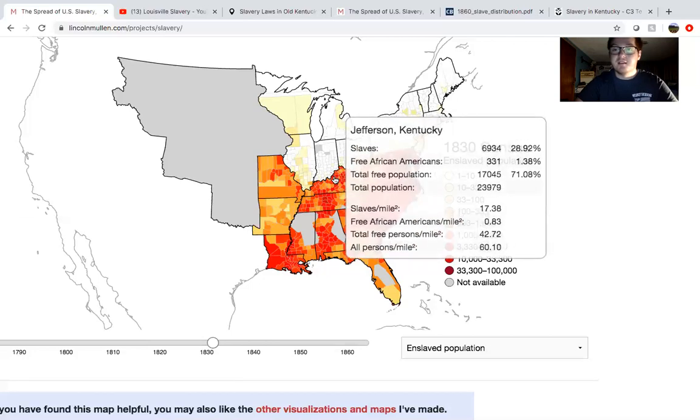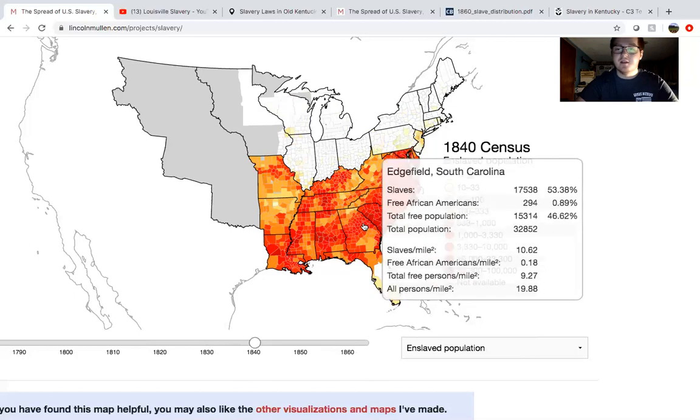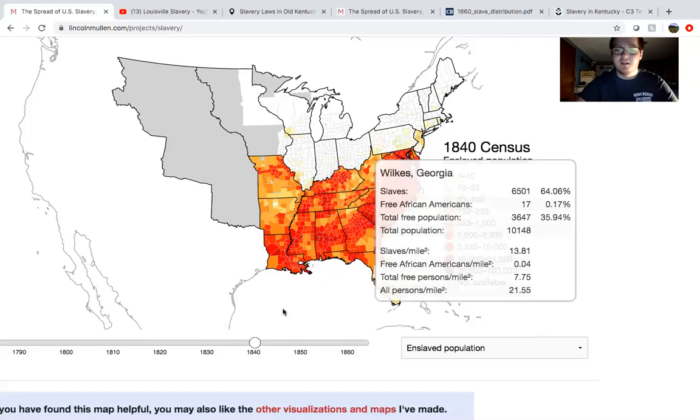Almost 7,000 slaves, right? So we have the total free population, 17,000. But 30% of those people were slaves. A huge, huge percentage of the population were slaves. And we're just going to be looking at Kentucky mainly today. But again, you can see here in Alabama, the Deep South, a lot of slaves.